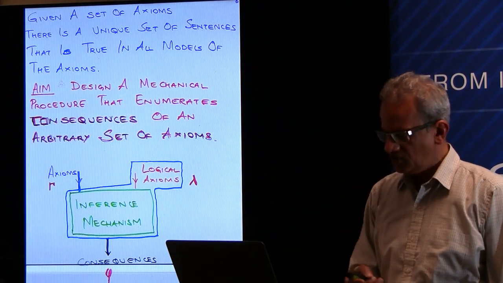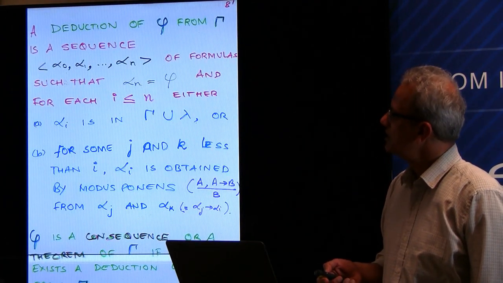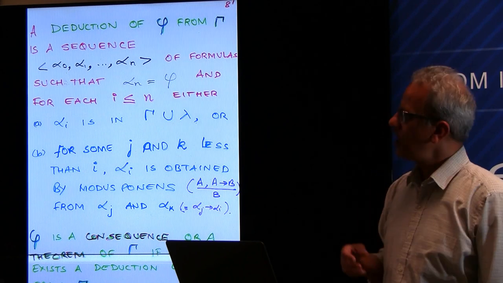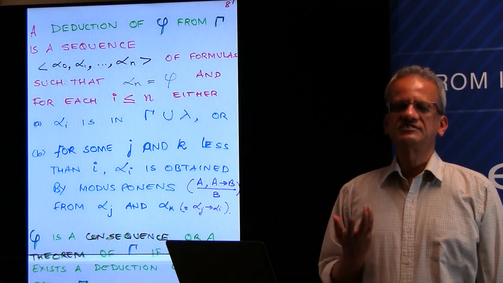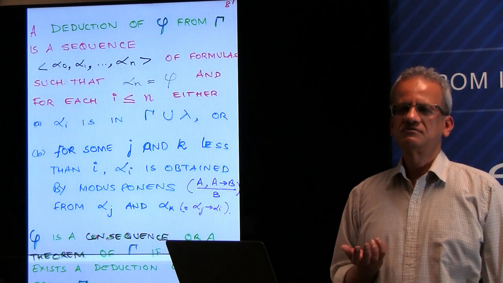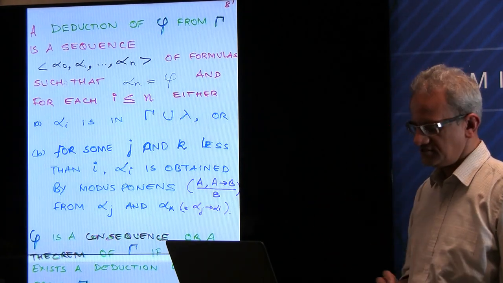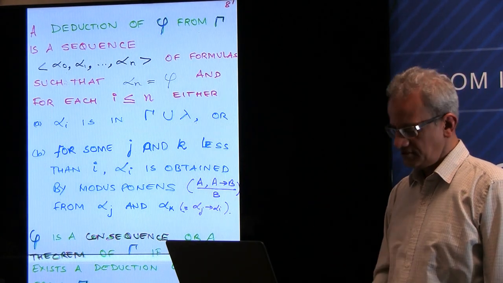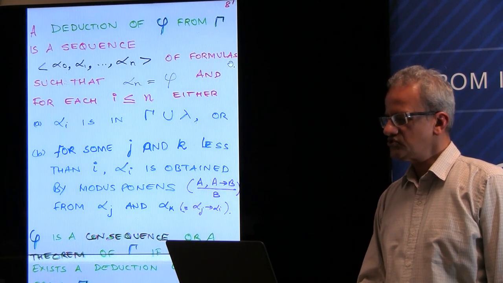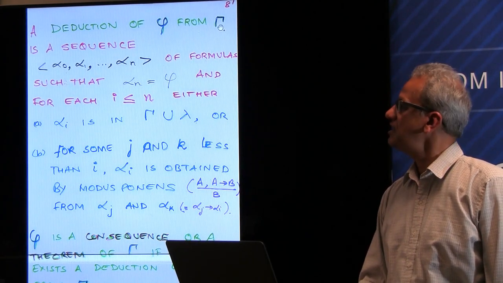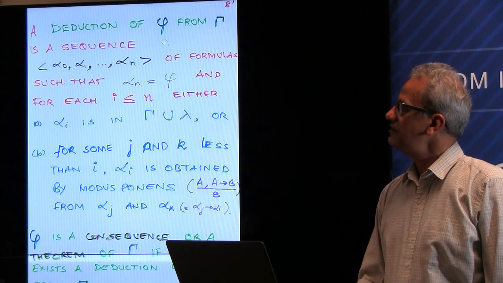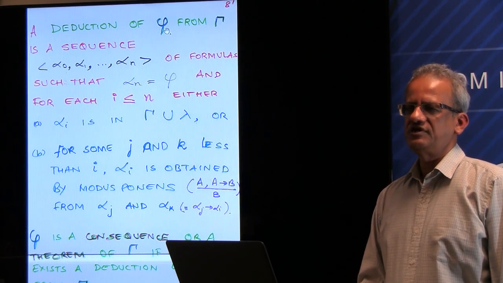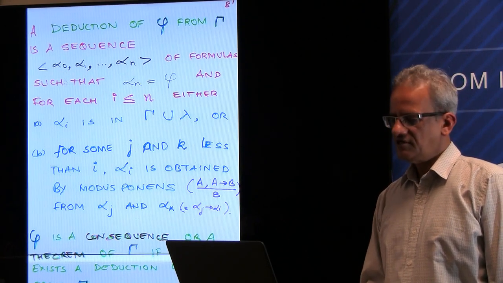So what we did was, now exactly what does inference mean, or what does deduction mean? Here is how we define deduction. We say that, given a set of axioms gamma, we can derive its consequence phi. We can derive a theorem phi.